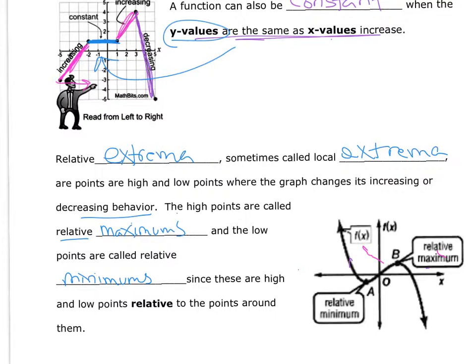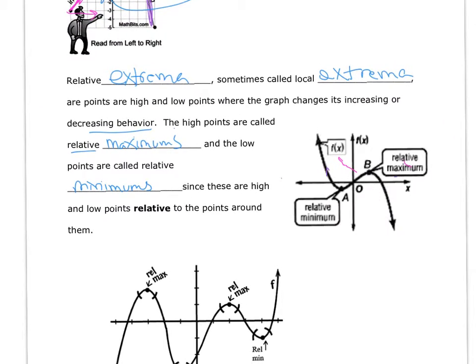with points around them. So for example, if you look at this graph off to the right, they have a relative min and a relative max. It's a low point where the graph changed its increasing or decreasing behavior. So right here, the graph's heading down, and then it turned around and now it's heading up. So it changed its direction here, and it's a low point where it changed direction. So that's a relative min.